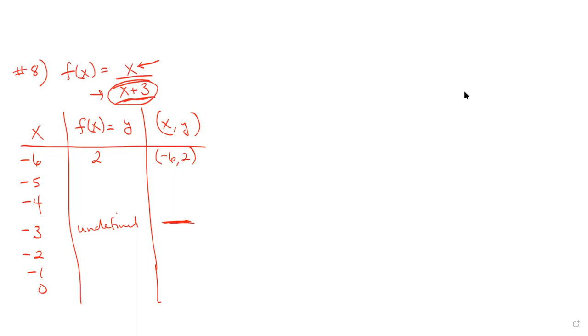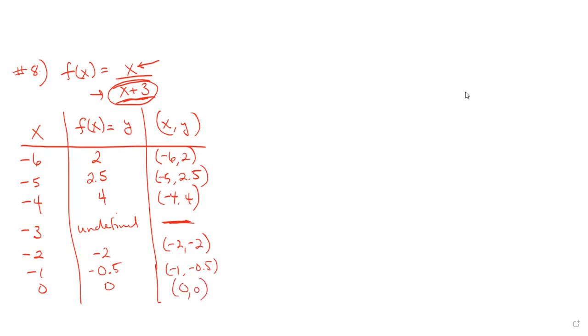If I plug -5 in, it's going to end up being a fraction. It does end up being 2.5 if you do the math. If I plug -4 in, I'm going to get out a +4, so we get a point of (-4, 4). If I plug in -2, I get out a -2. If I plug in -1, I get out -0.5 if I do the math. And if I plug in 0, I get 0 divided by 3, which is 0. So we have a point going through the origin there.